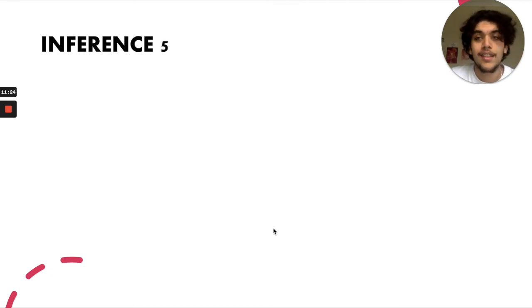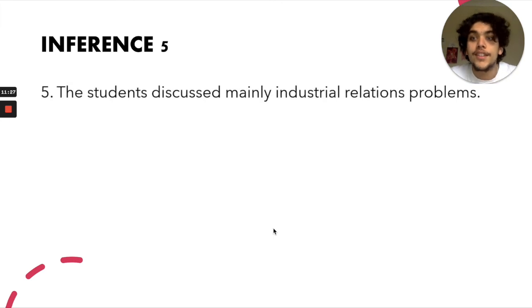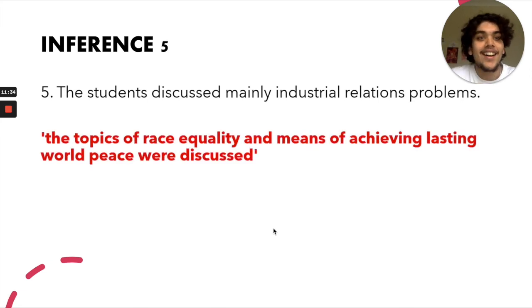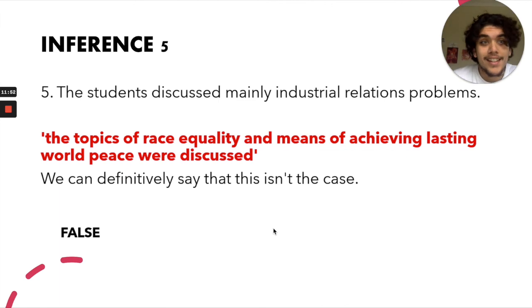And fifth and final, the students discussed many industrial relation problems. Now we can see that in the passage itself we have a sentence saying the topics of race equality and means of achieving lasting world peace were discussed. As a result, we can see that this inference is directly in opposition to the information we have in the passage. As a result, we can say it's definitively not the case and categorize it as false.